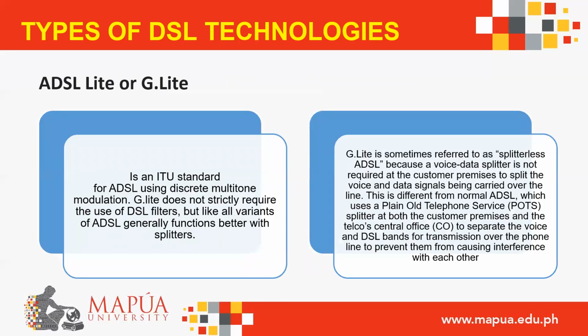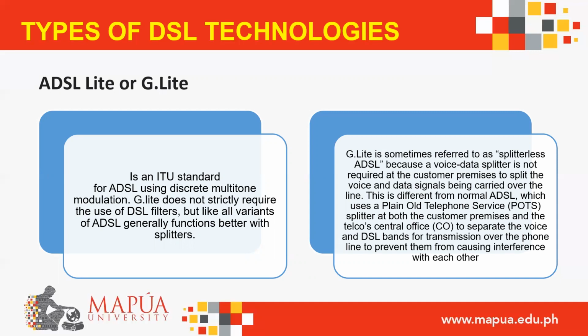Next one is ADSL Lite, or G.Lite. This is an ITU standard for ADSL using discrete multi-tone modulation. G.Lite does not strictly require the use of DSL filters, but like all variants of ADSL generally functions better with splitters. Also, G.Lite is sometimes referred to as splitterless ADSL because a data splitter is not required at the customer premises to split the voice and data signals being carried over the line.